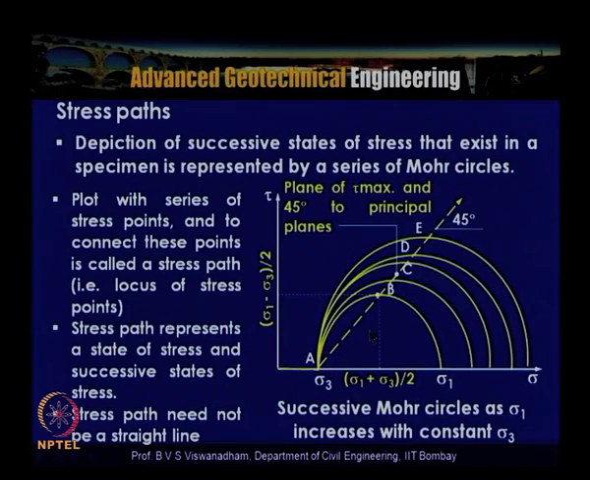It is inclined at 45 degrees, because this is the plane of tau max, at 45 degrees to the principal plane. The major principal plane is here and the minor principal plane is here. So this stress path for this condition is inclined at 45 degrees to the principal plane. The stress path represents the successive states of stress, and the stress path need not be a straight line.